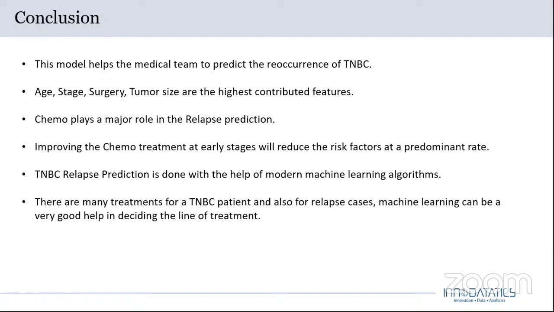Also, there are many treatments that were given to the TNBC patients, right? In that, we identified that chemo plays a major role in relapse prediction. Relapse means reoccurrence of the cancer. So chemo plays a very major role in this relapse prediction. And we found that improving the chemo treatment at early stages, as we have given you number of stages, 3 to 4, we are able to reduce the cancer risk in a very predominant way.